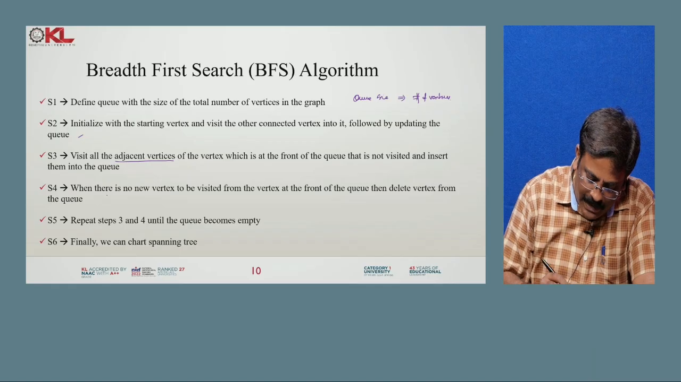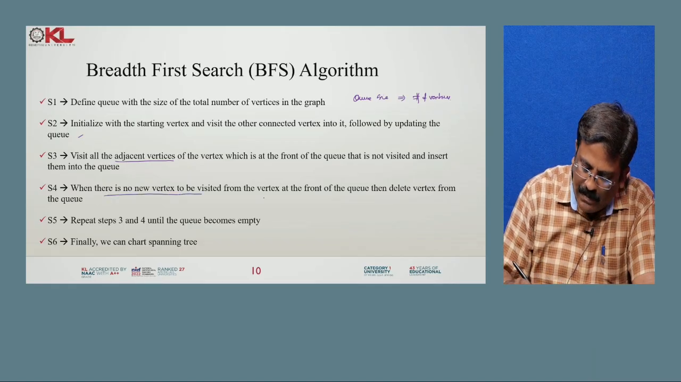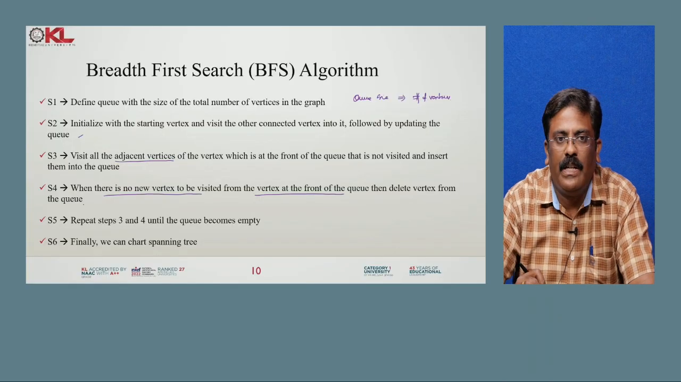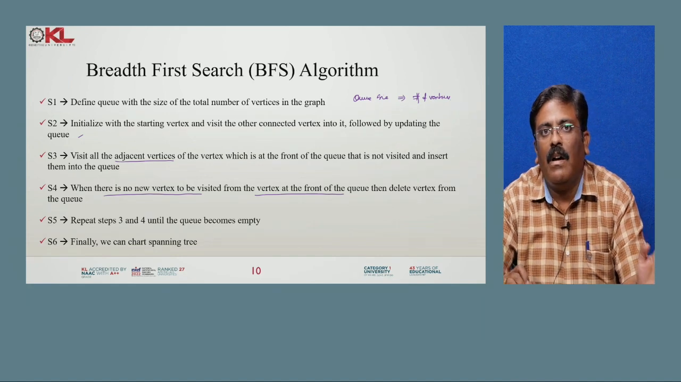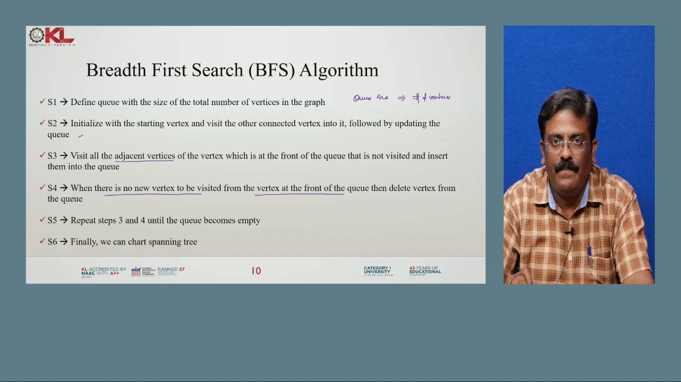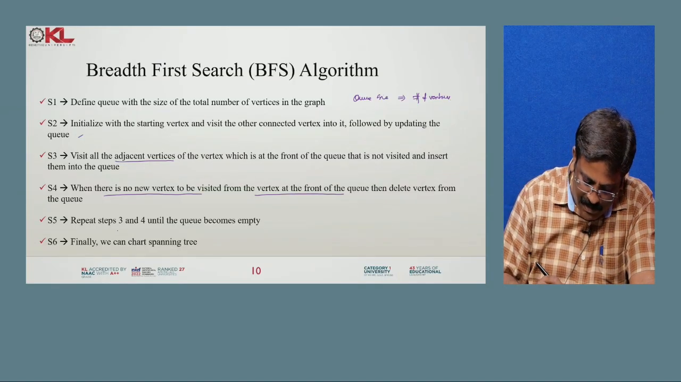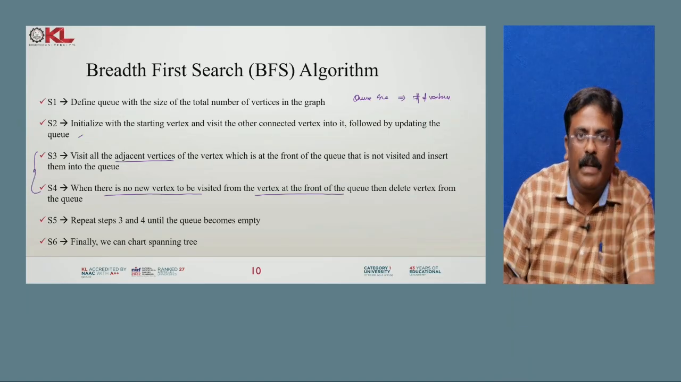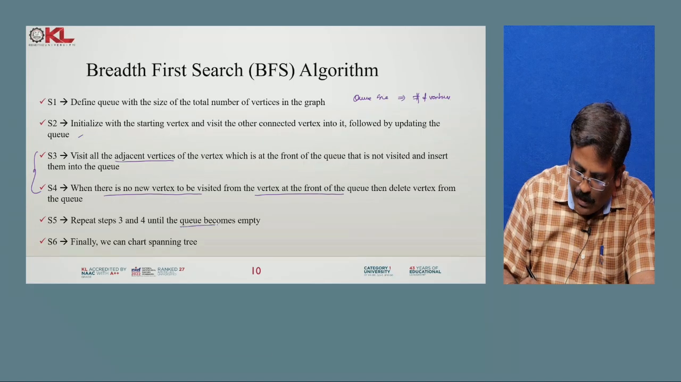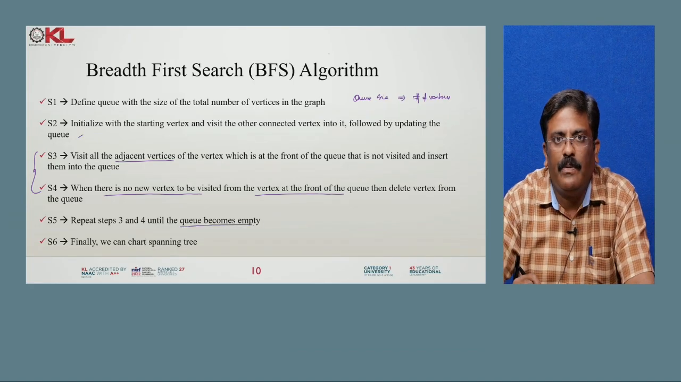And step number 4, when there are no new vertices to be visited from the vertex at the front of the queue, then delete the vertex from the queue. So we pop out the vertices which are already visited in terms of your first in first out priority, and accordingly we make sure that the queue becomes empty at a certain point, when all the vertices are visited. So we can repeat this process, steps number 3 and 4, again and again until what condition? Until the queue becomes empty.